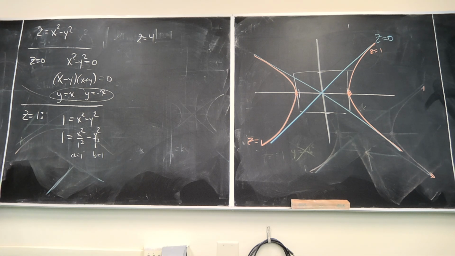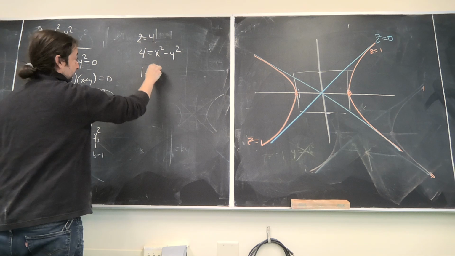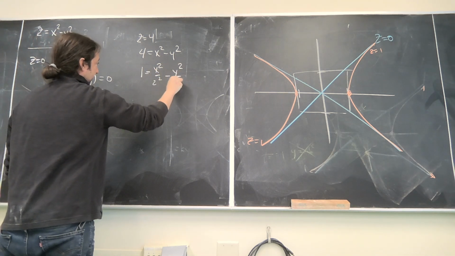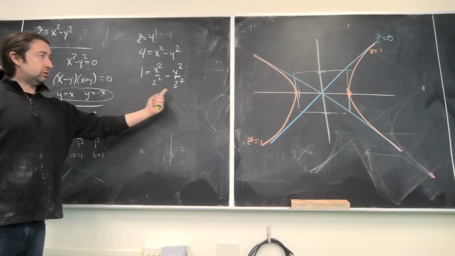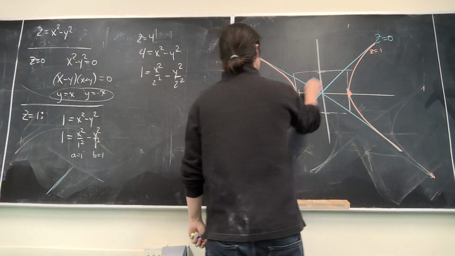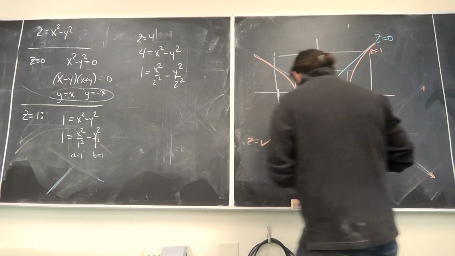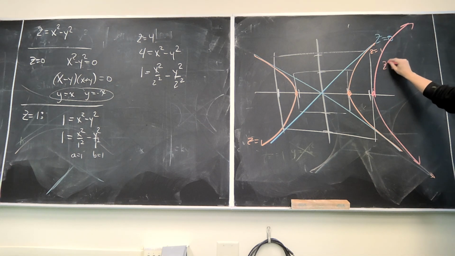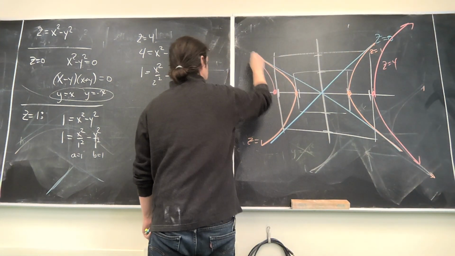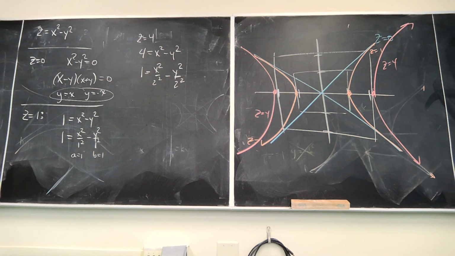Because if z was equal to 4, you're looking at 4 is equal to x squared minus y squared, which is the same as 1 is equal to x squared over 2 squared minus y squared over 2 squared. Half the battle is just putting these things in standard form. So, same hyperbola, but now the box has x radius 2 and y radius 2. Z is equal to 4. Already we can tell some structural things about what's happening here.